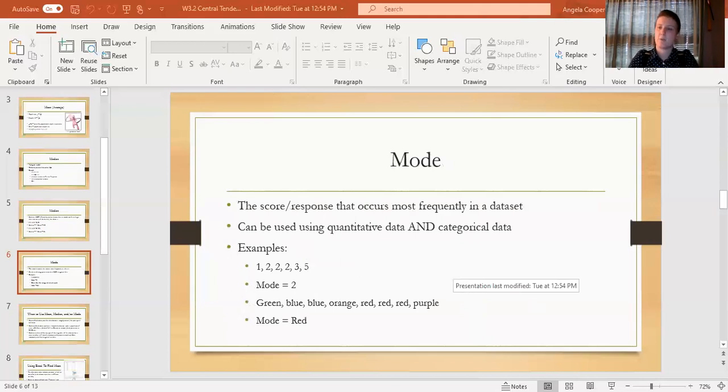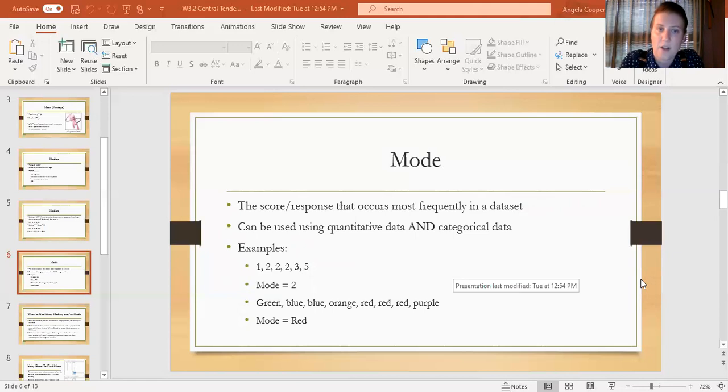Mode is representative of just the score or response or what have you that occurs the most often in a data set. So these can be used with quantitative variables, so variables that are measured through numbers and we find averages for. And it can also be used as a measure of central tendency for categorical data. Granted, it is the only measure of central tendency for categorical data.